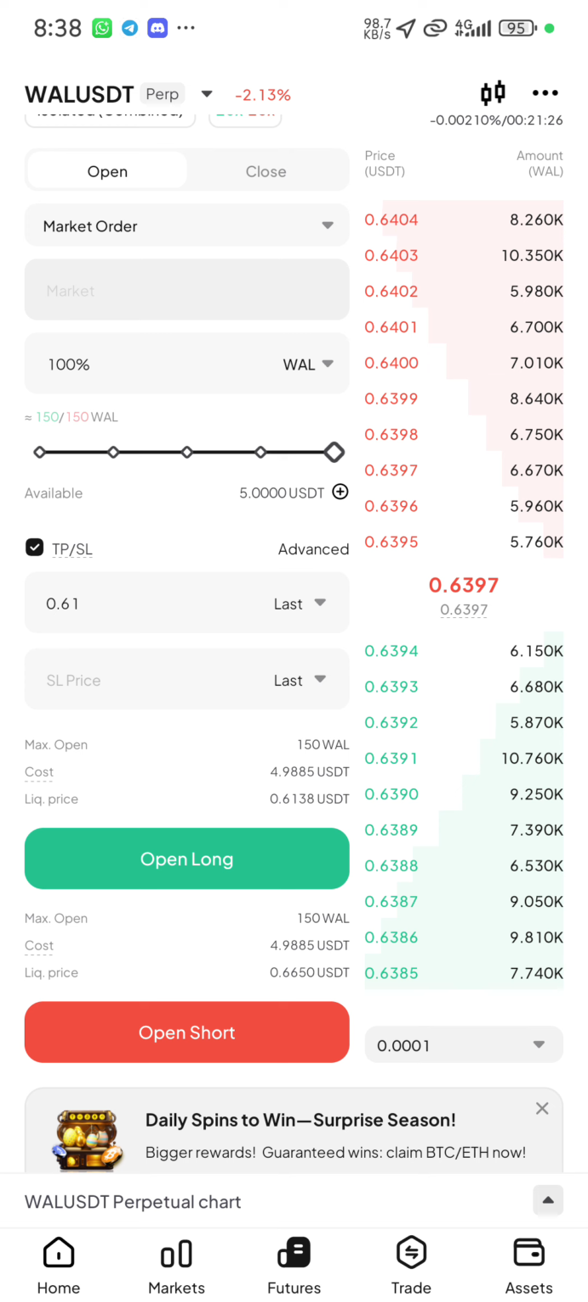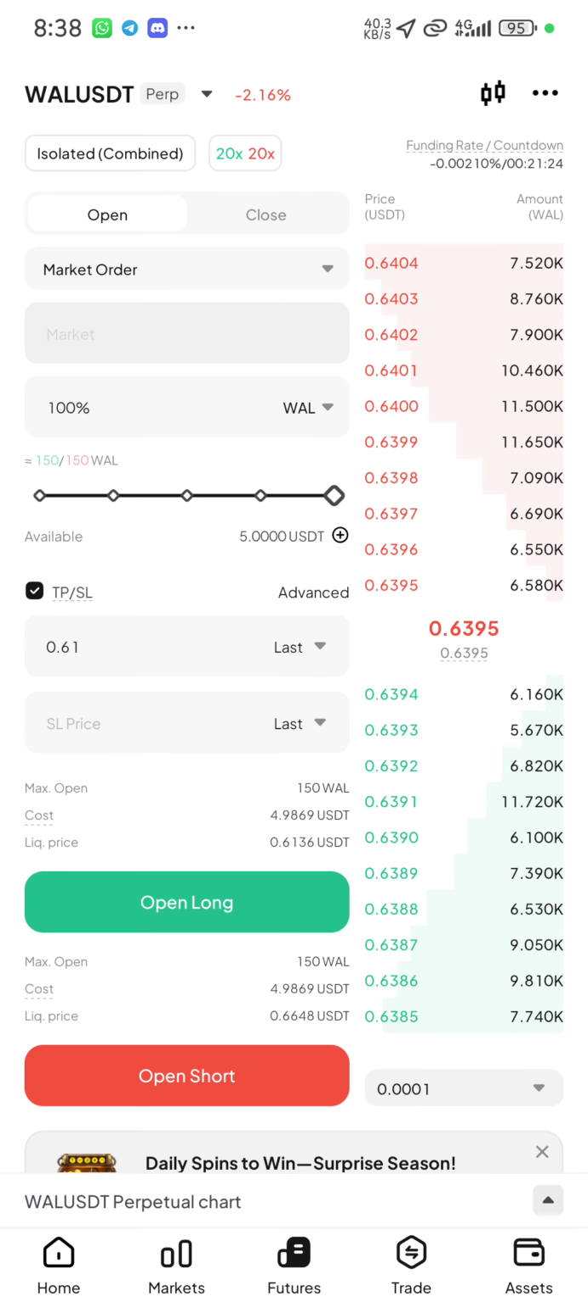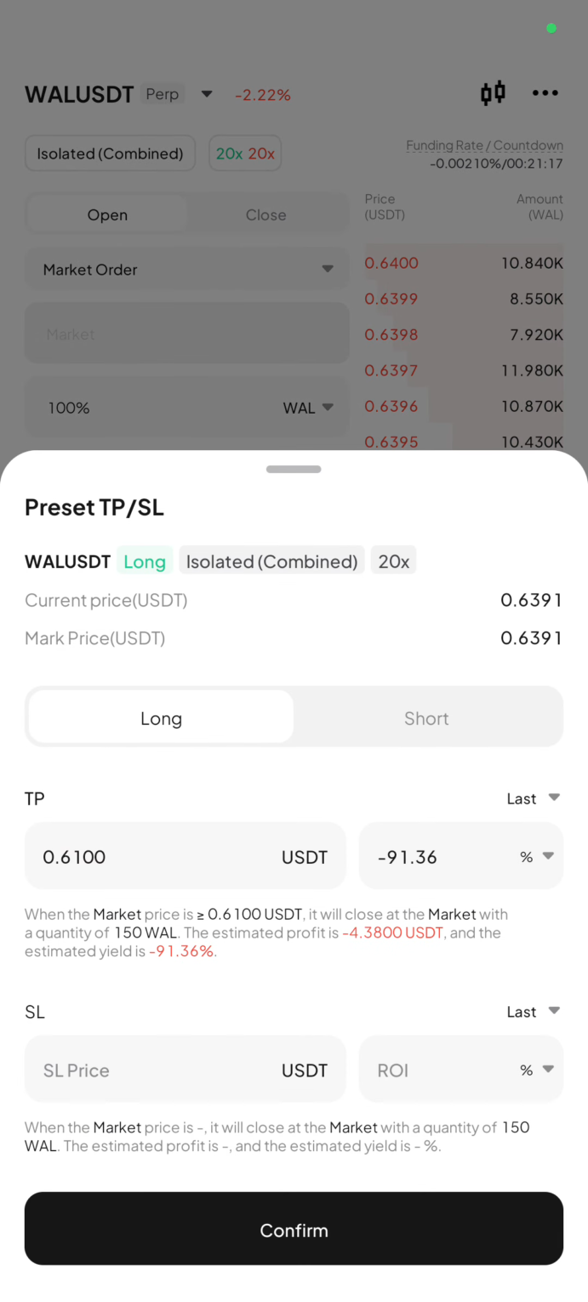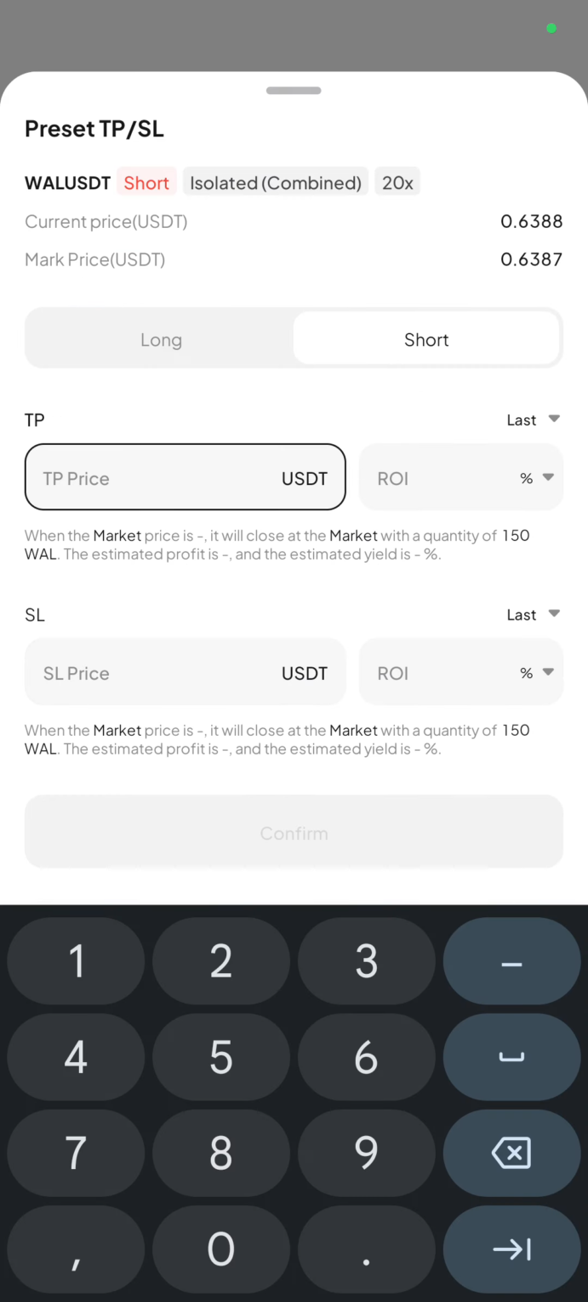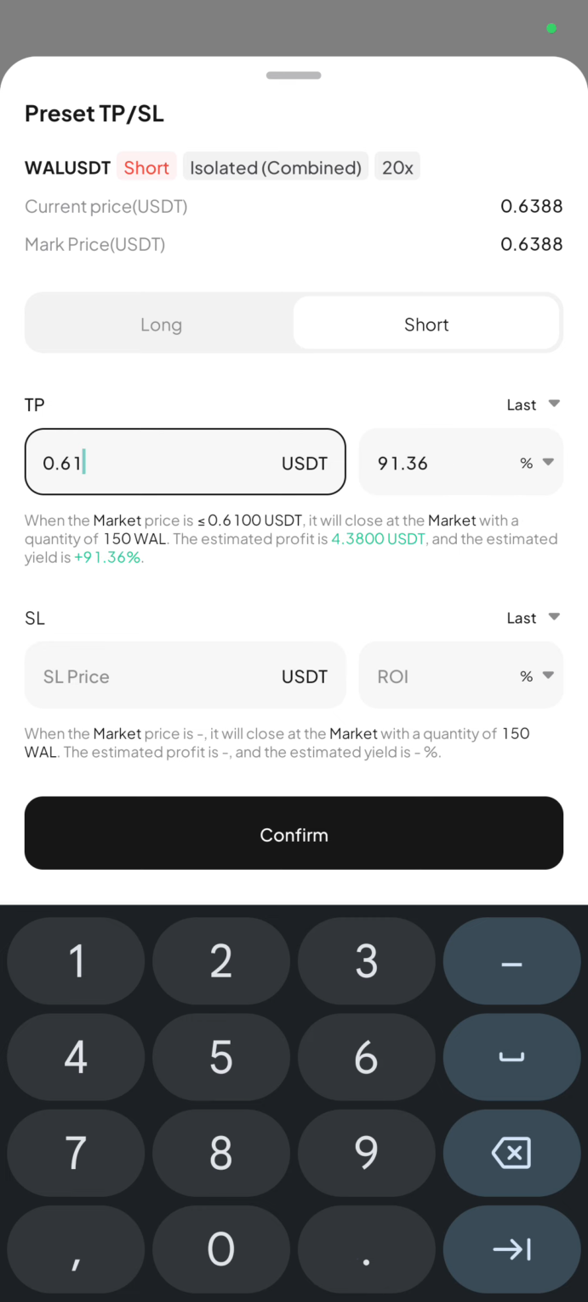If you are longing, it means you want the market to go up. If you are shorting, it means you want the market to come down. So when you set this take profit, you have to specify whether it is long or short. I want the price of WOW to come down, so I'll change this to short. Then the take profit price, I'll put 0.61.